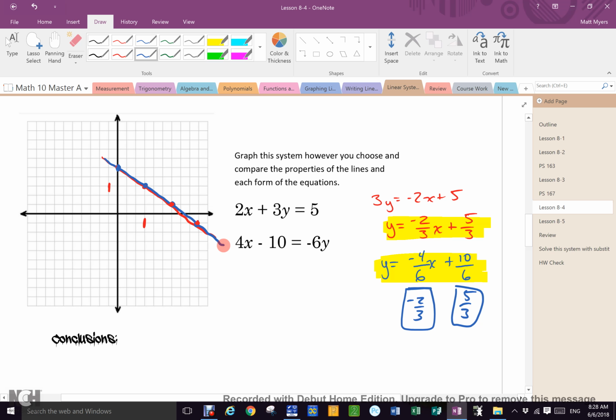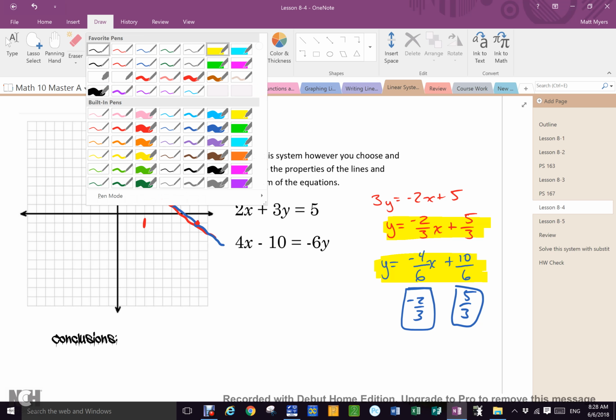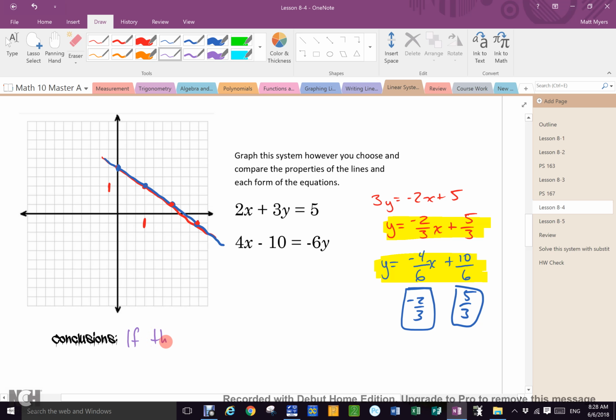How many times do those lines touch? Infinite. They're right on top of each other, right? So how many points are my arms touching? All the way along, right? And if it's all the way along and both lines go till infinity, how many times are they going to touch? Forever. So, what's our conclusion? If the equations are the same, the lines touch everywhere, which means how many solutions? Infinite.